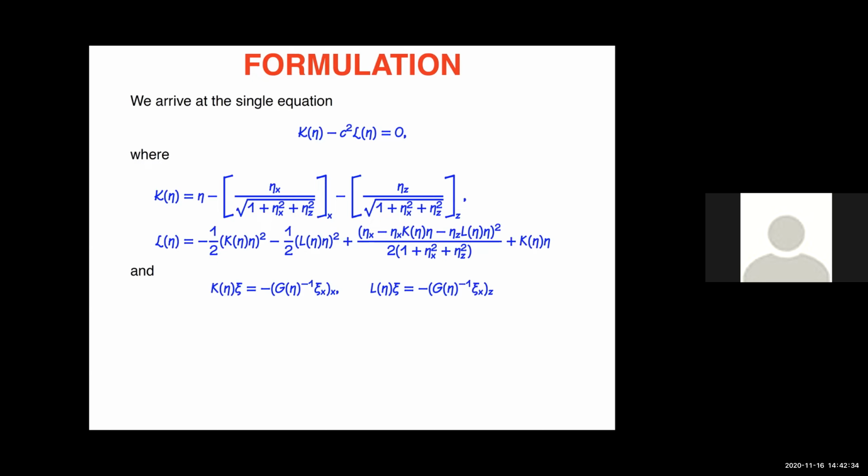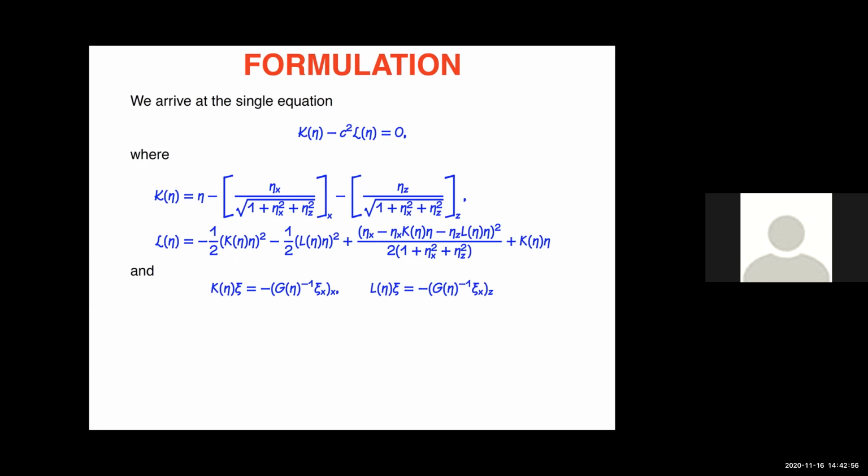Okay, so what we would like to do is to find a fully localized solitary wave solution to the problem which is written at the top here. Script K minus c squared script L is equal to 0. In other words, a non-trivial solution eta which goes to 0 as x and z go to infinity.